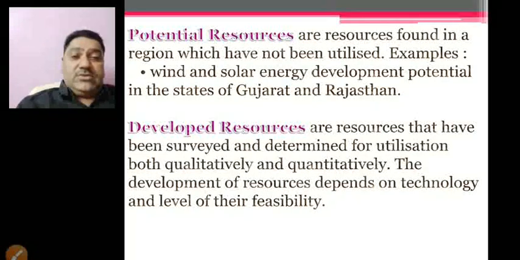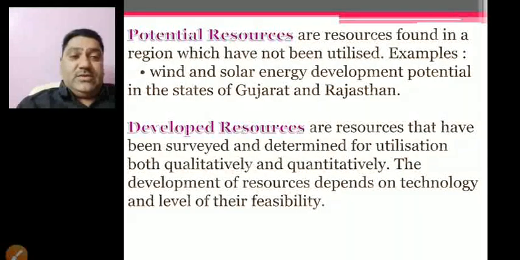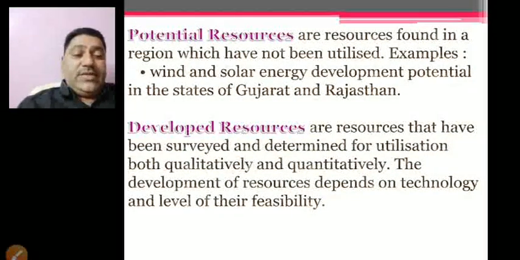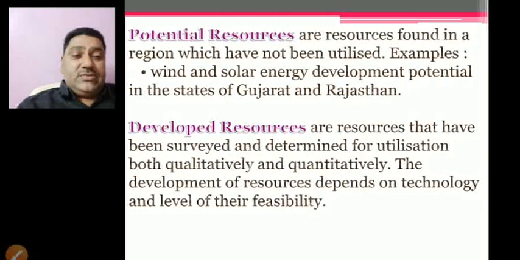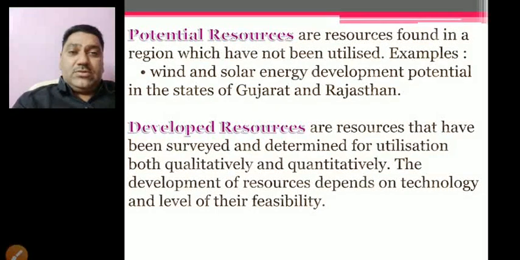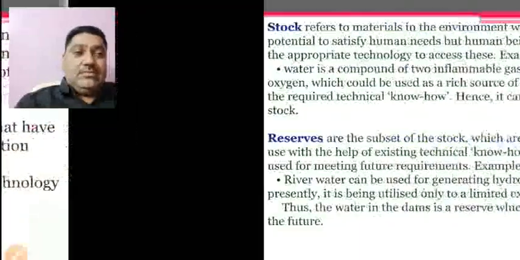Next is developed resource. These resources are normal resources which have been surveyed, and we have determined their utilization on the basis of quality as well as quantity. That is, we know quality as well as quantity of these resources for utilization. And development of these resources depends on technology and level of feasibility, that is profitability. This includes all the normal resources like water resource, forest, regular minerals like coal, mineral oil, petroleum, natural gas, etc.